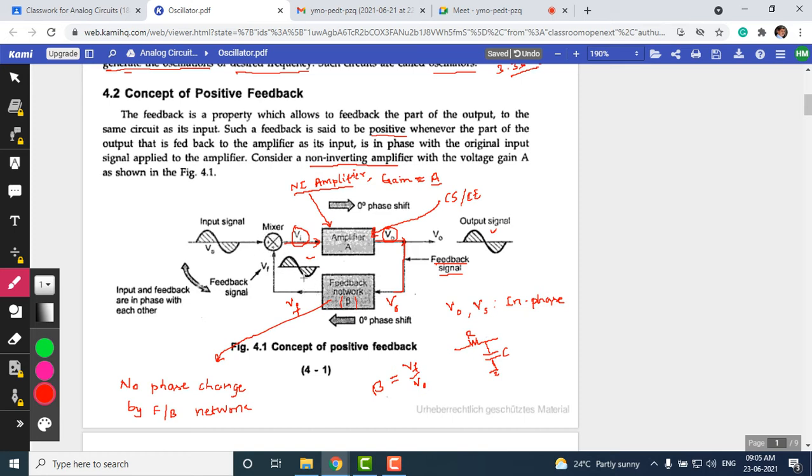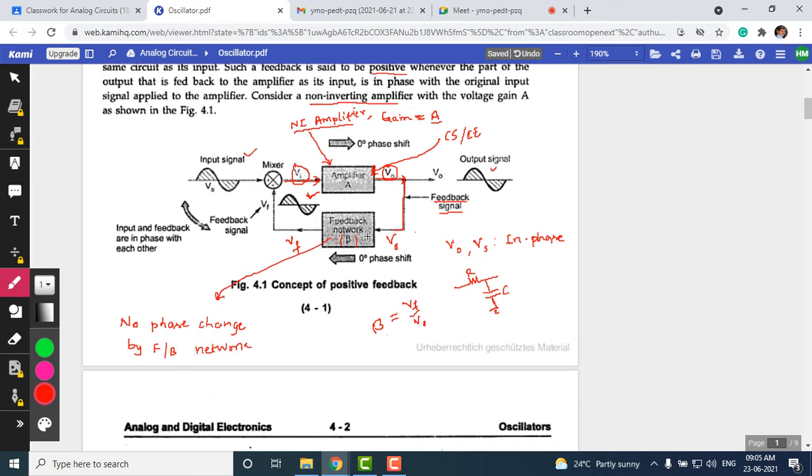You can see here there is a feedback signal and the input signal which is applied, and these two are going to be in phase, and the type of feedback is going to be positive feedback. Based on observation of these two signals, the input signal and the feedback signal, we can say the type of feedback is positive feedback. Since 0 degree phase shift is introduced by the amplifier, and in this case there is no phase change by the feedback network.